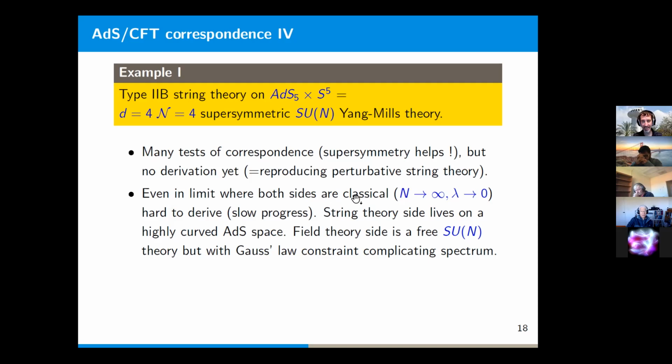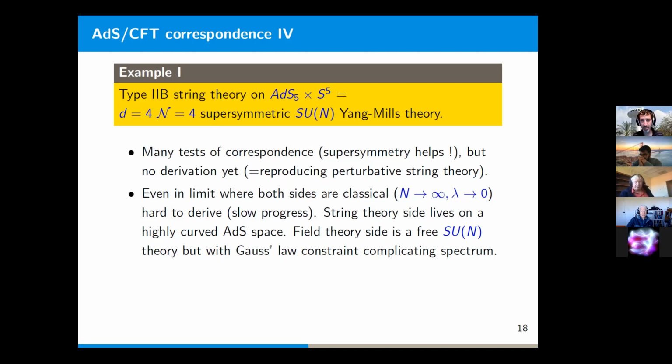And in fact, even in the limit where it should be easy to show it, so we have this limit n goes to infinity, lambda goes to 0, where both sides are classical, and then we're just supposed to show that we have an equivalence between two classical theories. But even in this limit, where it should be much easier, we still have not been able to completely derive the correspondence, although there is slow progress being made on this front.